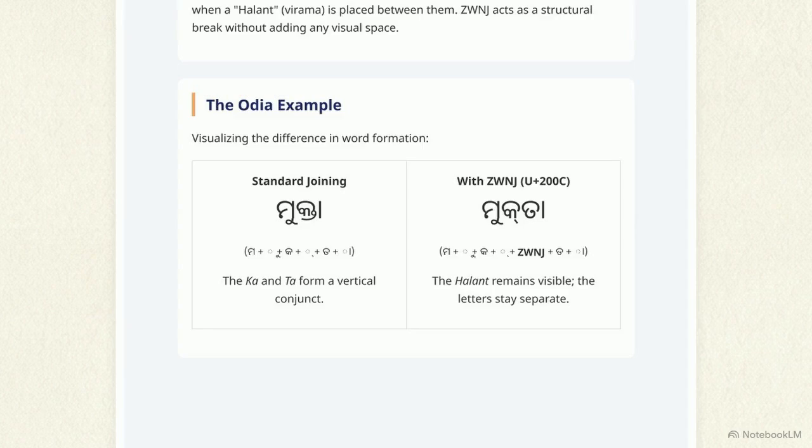This diagram shows standard joining. Placing a halant between ka and ta automatically combines them into a single vertical conjunct. Moving right, inserting the U+200C character directly after the halant blocks the merge. The letters stay separate, and the halant remains clearly visible.